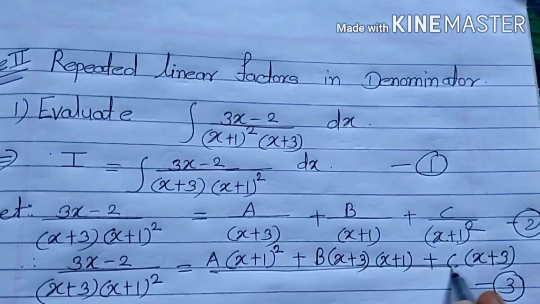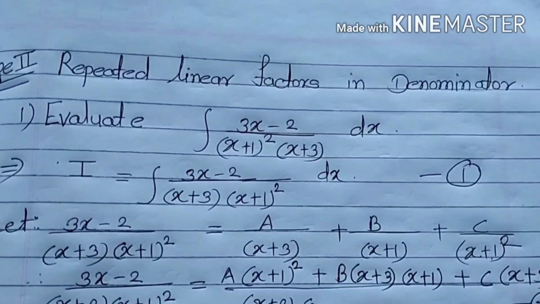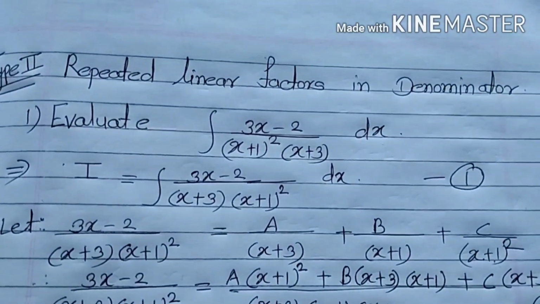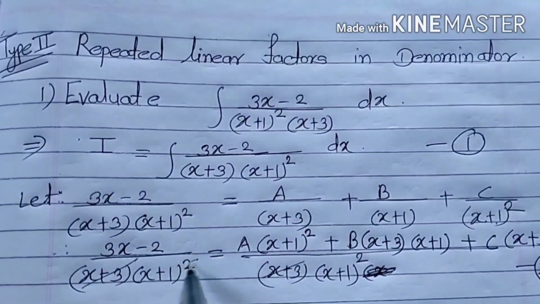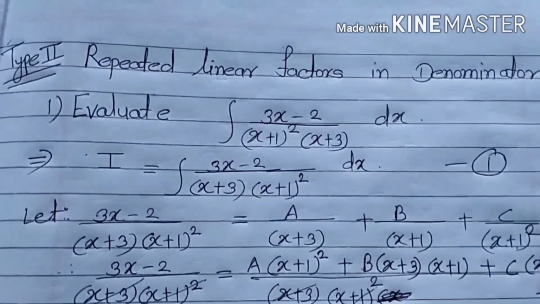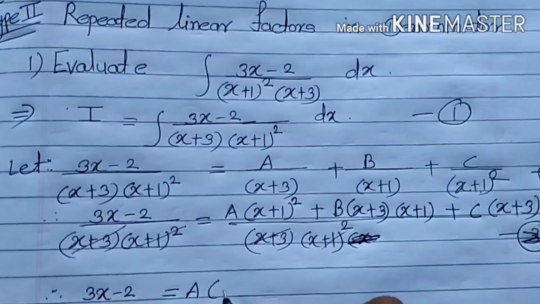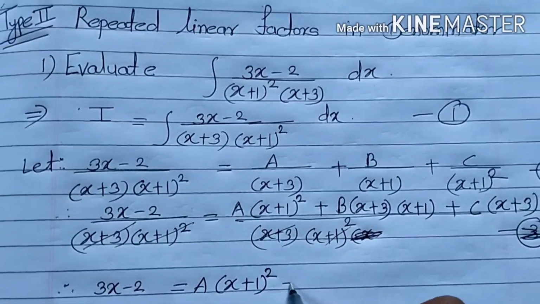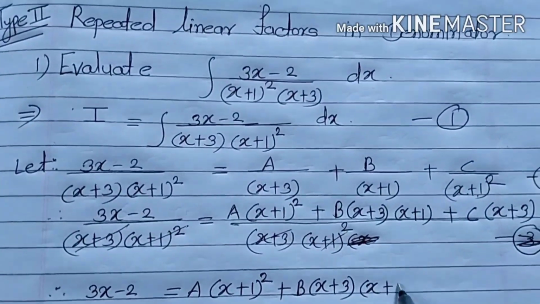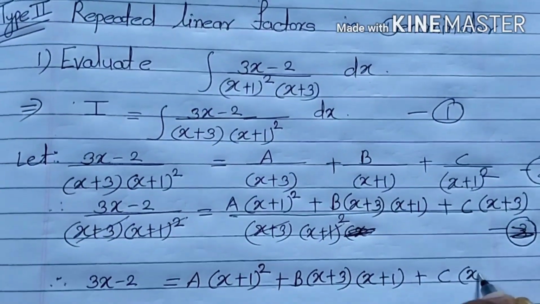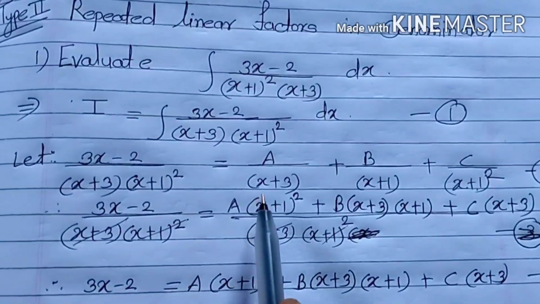Here is the denominator x plus 3 x plus 1 square on both sides. So you can cancel x plus 3 x plus 1 square. Therefore we get 3x minus 2 is equal to a x plus 1 square plus b x plus 3 x plus 1 plus c x plus 3. Give it equation third.